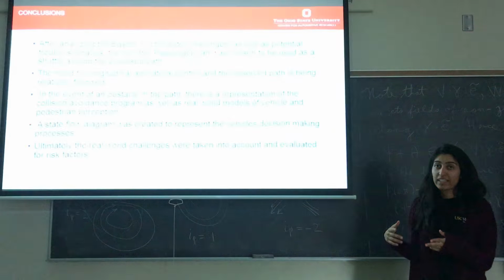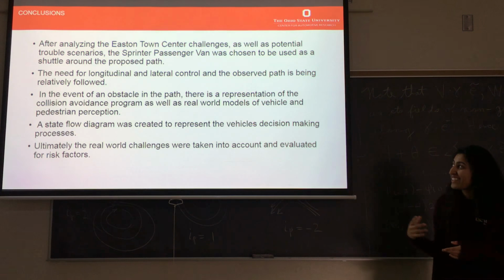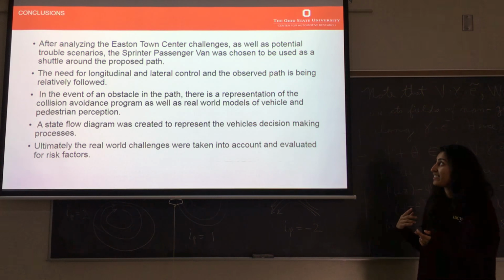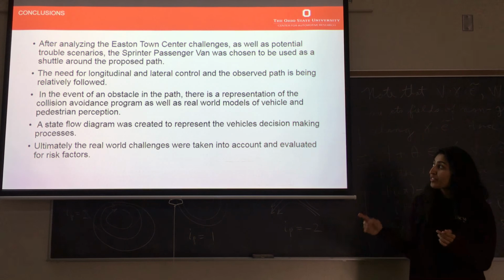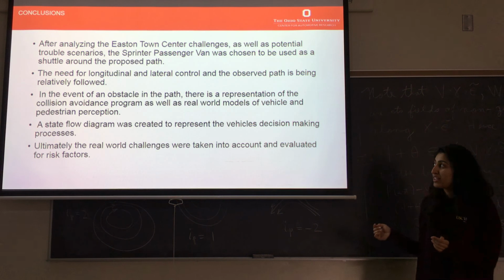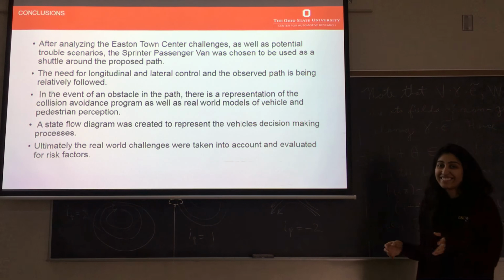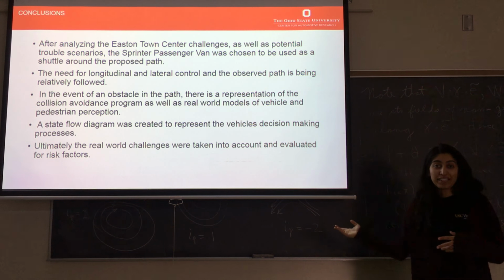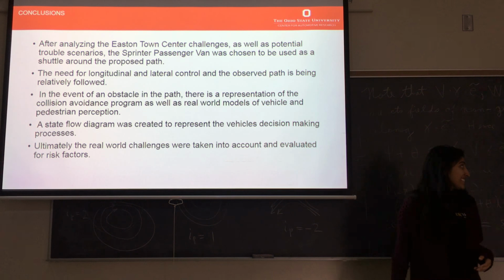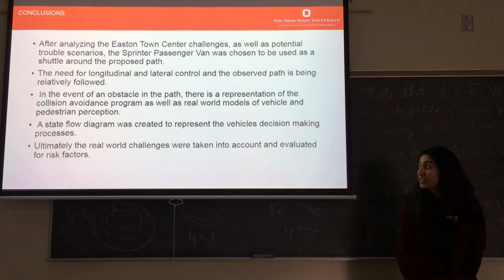For the conclusion, we analyzed the Easton Town Center. So we found that the Sprinter passenger van was the best possible vehicle to use. We used longitudinal and lateral control and the observed path to closely follow it. And basically we're pretty close to what we got, but real world challenges remain to be done, yeah.